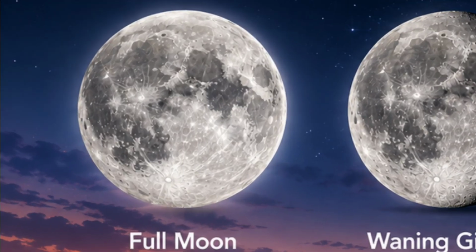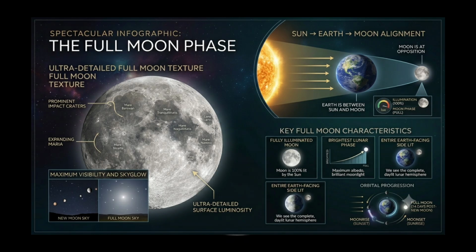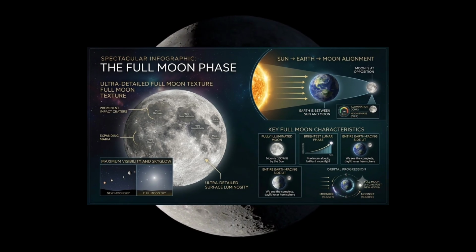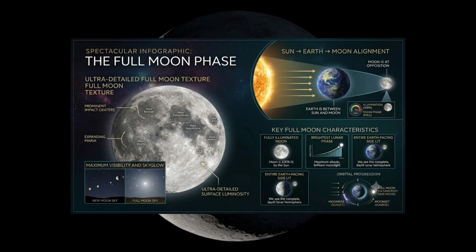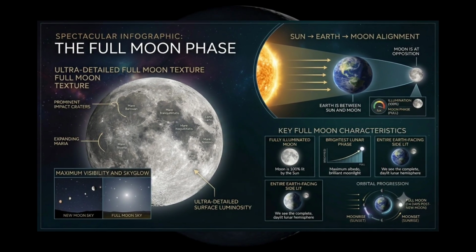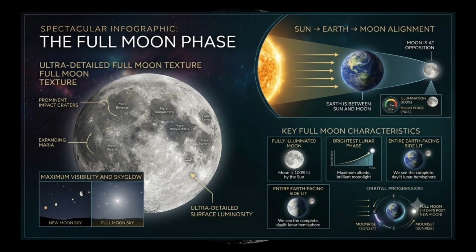Full moon. A full moon occurs when Earth is positioned approximately between the sun and the moon. The entire side of the moon facing Earth is illuminated, creating the brightest phase of the lunar cycle. This is often the most recognized and celebrated lunar phase in human culture.